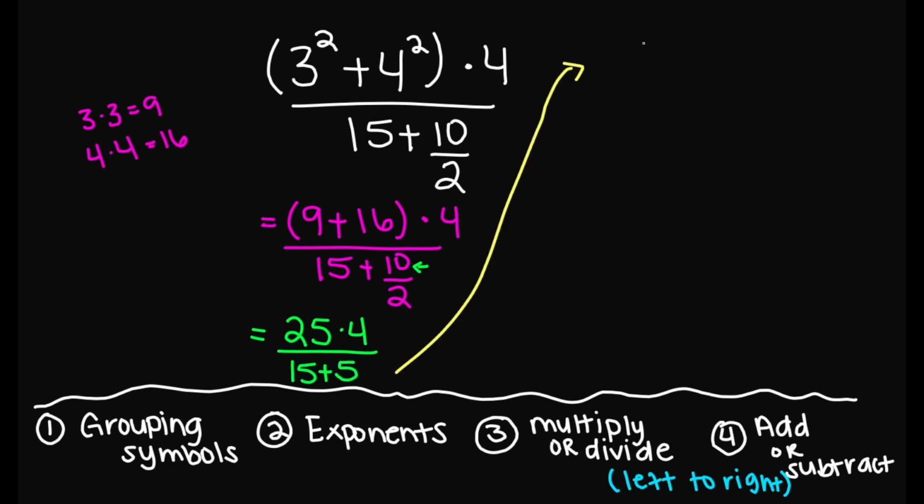So now my numerator, 25 times 4, you're going to get 100 in my numerator. And then 15 plus 5 in my denominator, that's going to equal 20. So if I solve this, 100 divided by 20, this is going to equal 5. So your final answer here is 5.